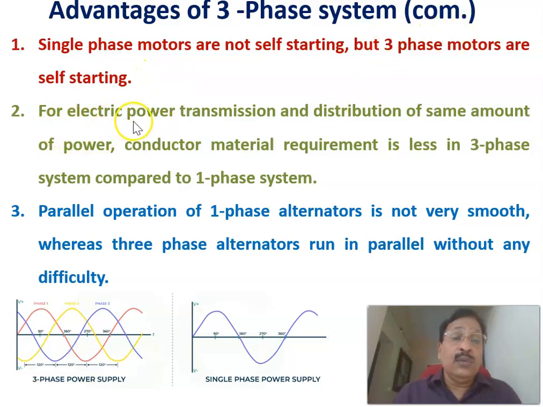Another advantage is that for electric power transmission and distribution of the same amount of power, the conductor material requirement is less in three-phase compared to single-phase. Compared to single-phase, the amount of material used to transmit the same power is less in the case of a three-phase system. Another advantage is that parallel operation of single-phase alternators is not very smooth, but in the case of three-phase alternators, parallel operation is easily possible. So these are the advantages of a three-phase system.